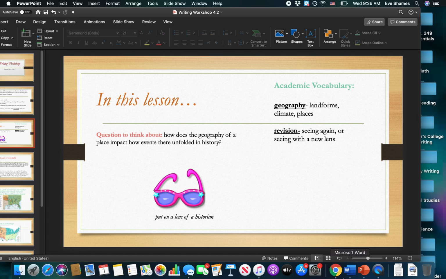Some academic vocabulary that we're going to need is geography, which means landforms, climate, and places. Another word is revision. We hear that word revision all the time, but what does it really mean? It means seeing again, or seeing with a new lens. A question we want to think about is how does the geography of a place impact how events there unfolded in history? And we want to put on the lens of a historian.